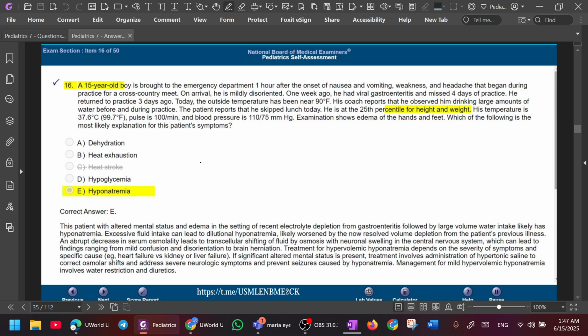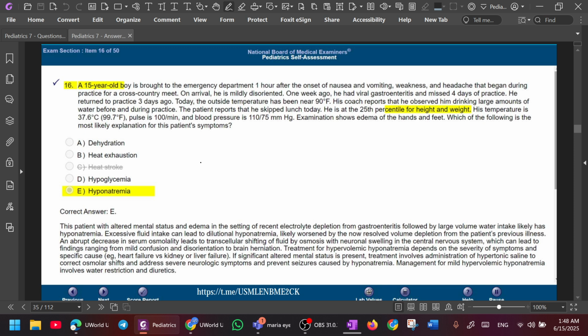Excessive fluid intake can lead to dilutional hyponatremia, likely worsened by the now resolved volume depletion from the patient's previous illness. An abrupt decrease in serum osmolality leads to transcellular shifting of fluid by osmosis, with neuronal swelling in the central nervous system, which can lead to findings ranging from mild confusion to disorientation to brain herniation.